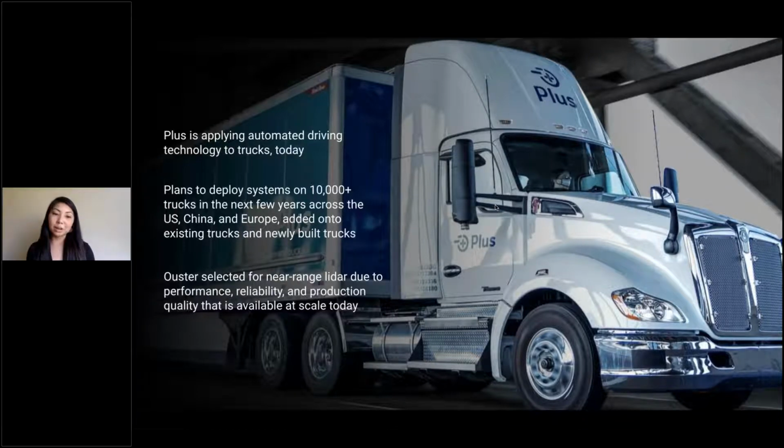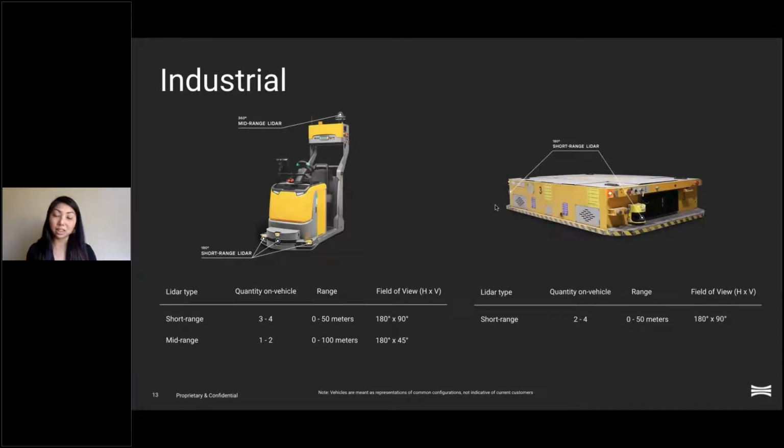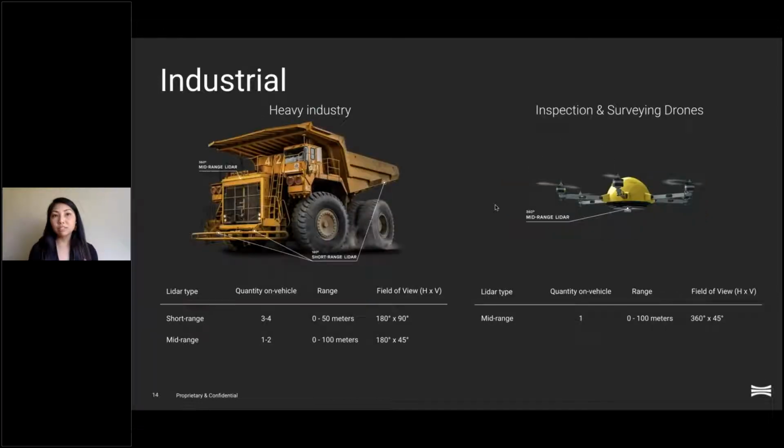Moving on, the second segment that we'll be covering today is our industrial market. Our customers in the industrial market really span from manufacturing to mining to factory automation, which is what we're showing on the slide here, to drones. In many of these applications, customers are operating either very capital intensive equipment or larger slow-moving equipment within tight spaces. And Lidar is playing a critical role in this to enable machine autonomy and ultimately improve not only efficiency, but also worker safety.